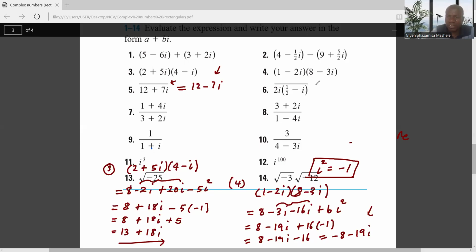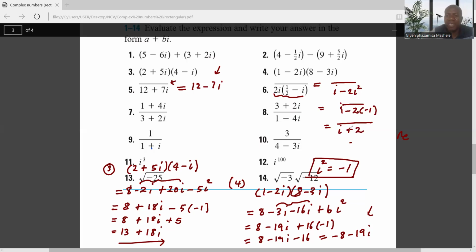Same applies with this. We need the conjugate, but before we give the conjugate, we need to simplify this expression by removing the brackets. Let's multiply by i. 2i multiplied by half, this will become i. Minus 2i multiplied by -i, this is -2i squared. Let's simplify this. Remember i squared is -1.